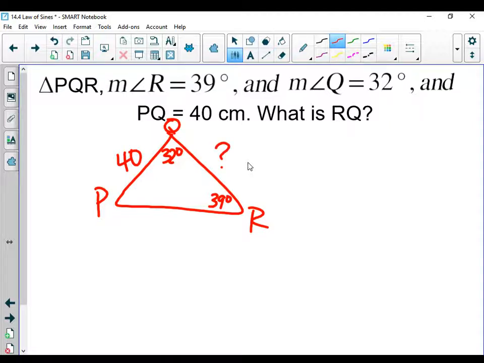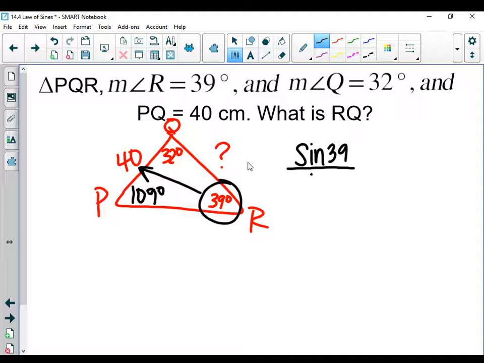Okay? So looking at this information so far, we've got an angle and its opposite side. We've got another angle, 32 degrees, but we don't know its side. So if we look at this triangle, hopefully you remember a little bit back from when you were in geometry that a whole triangle is equal to 180 degrees. So if we subtract 32 and 39 from 180, we should get 109. Okay, so now I have an angle and its opposite side over 40.